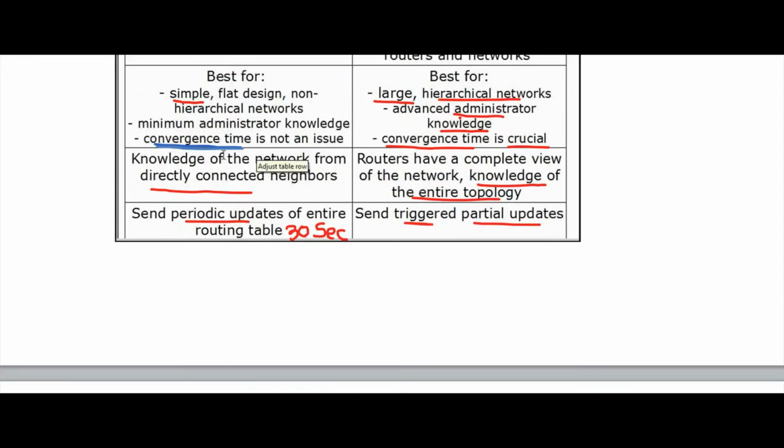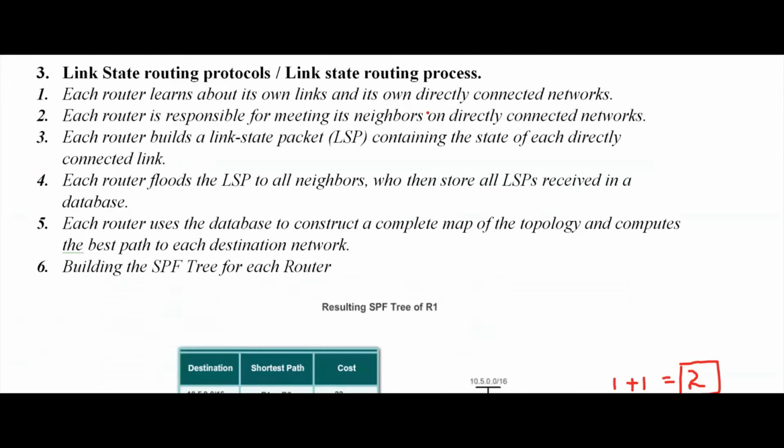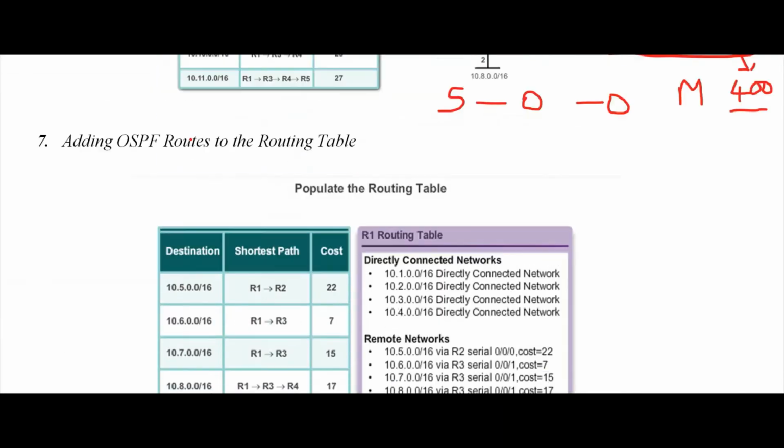Now I'm moving to the next one. We are going to study how the link state routing protocol works. There are some steps available, and we are going to discuss all of them. Totally there are 7 steps.